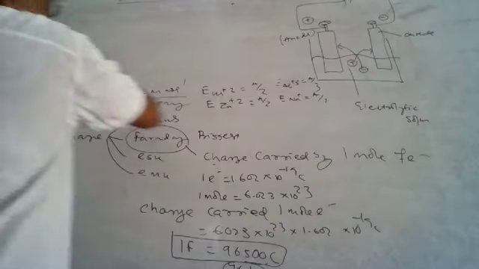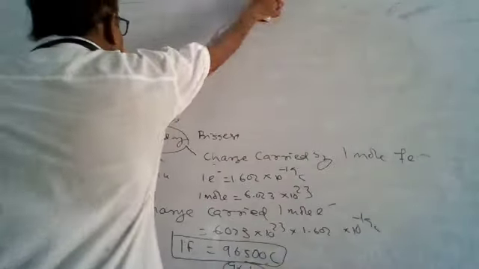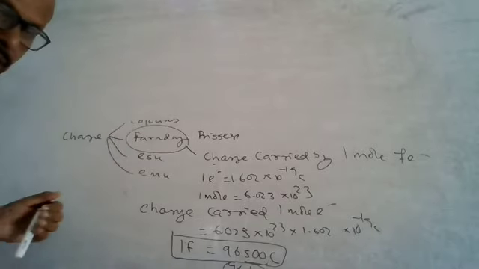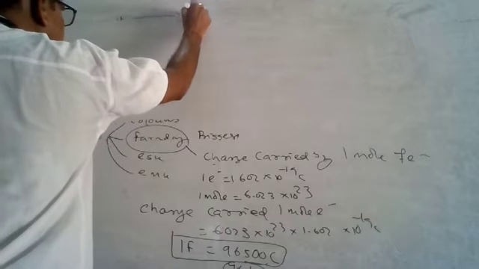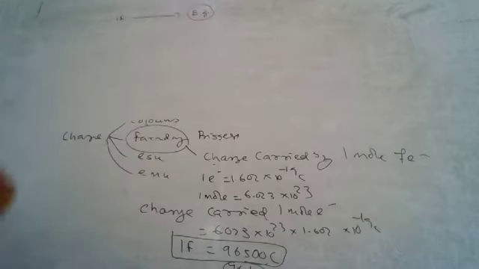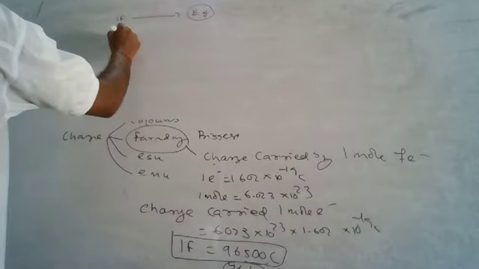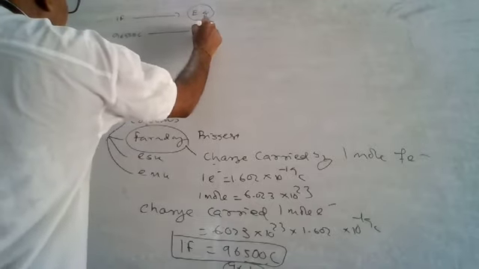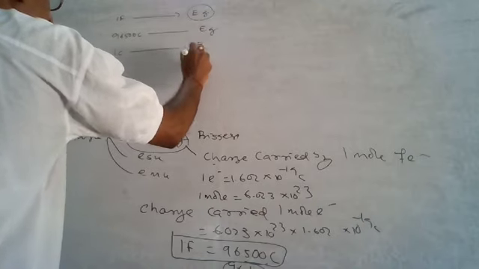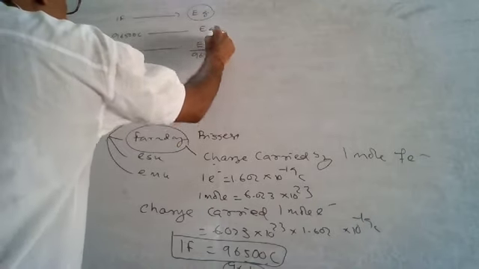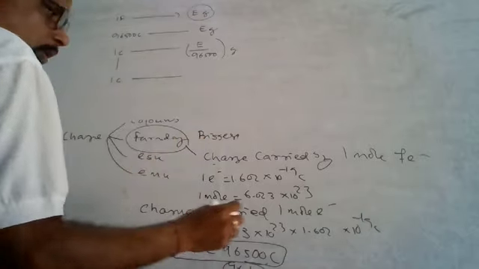From this, what do we understand? That is Faraday's law of electrolysis. When 1 Faraday of charge is passing, the amount of substance deposited is equal to E gram. When 1 coulomb is passing, it is E by 96500 gram.